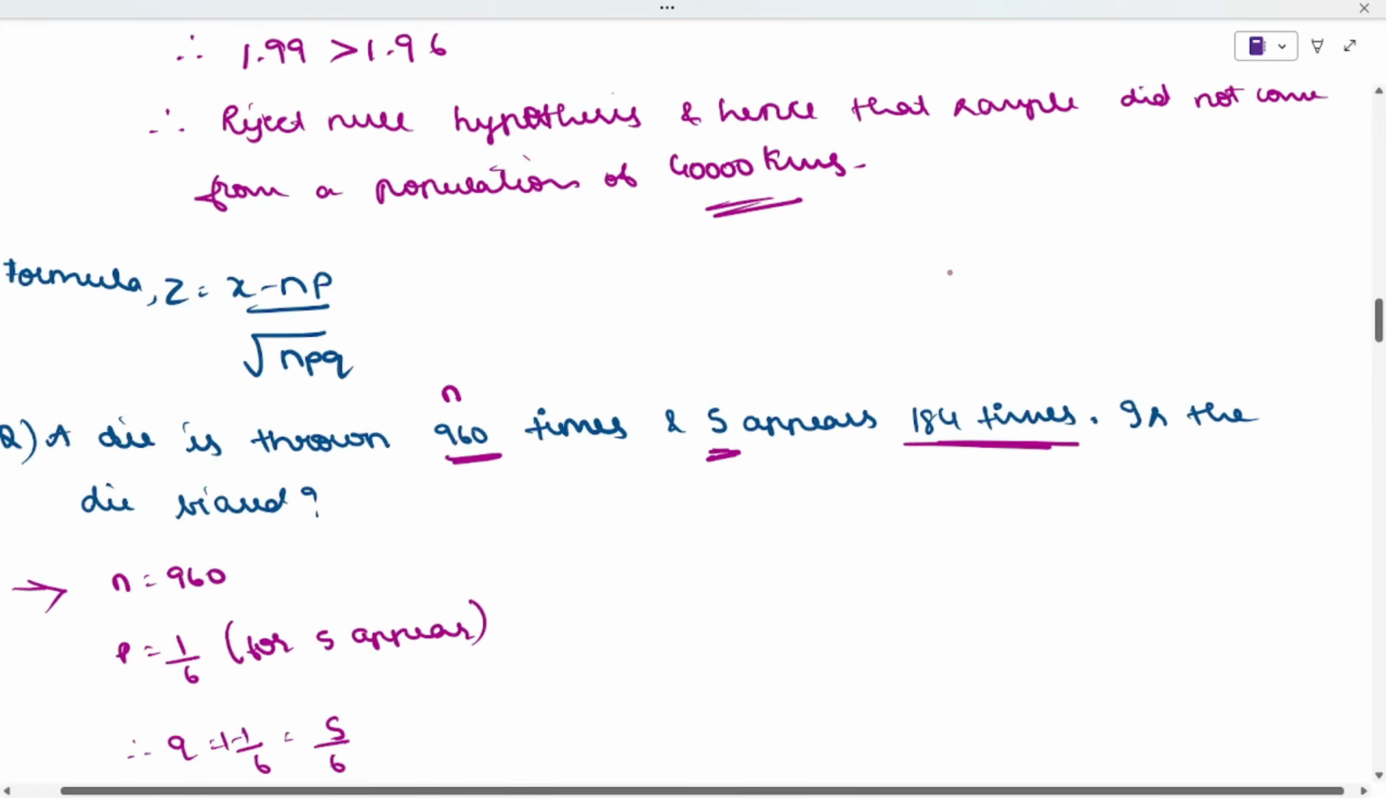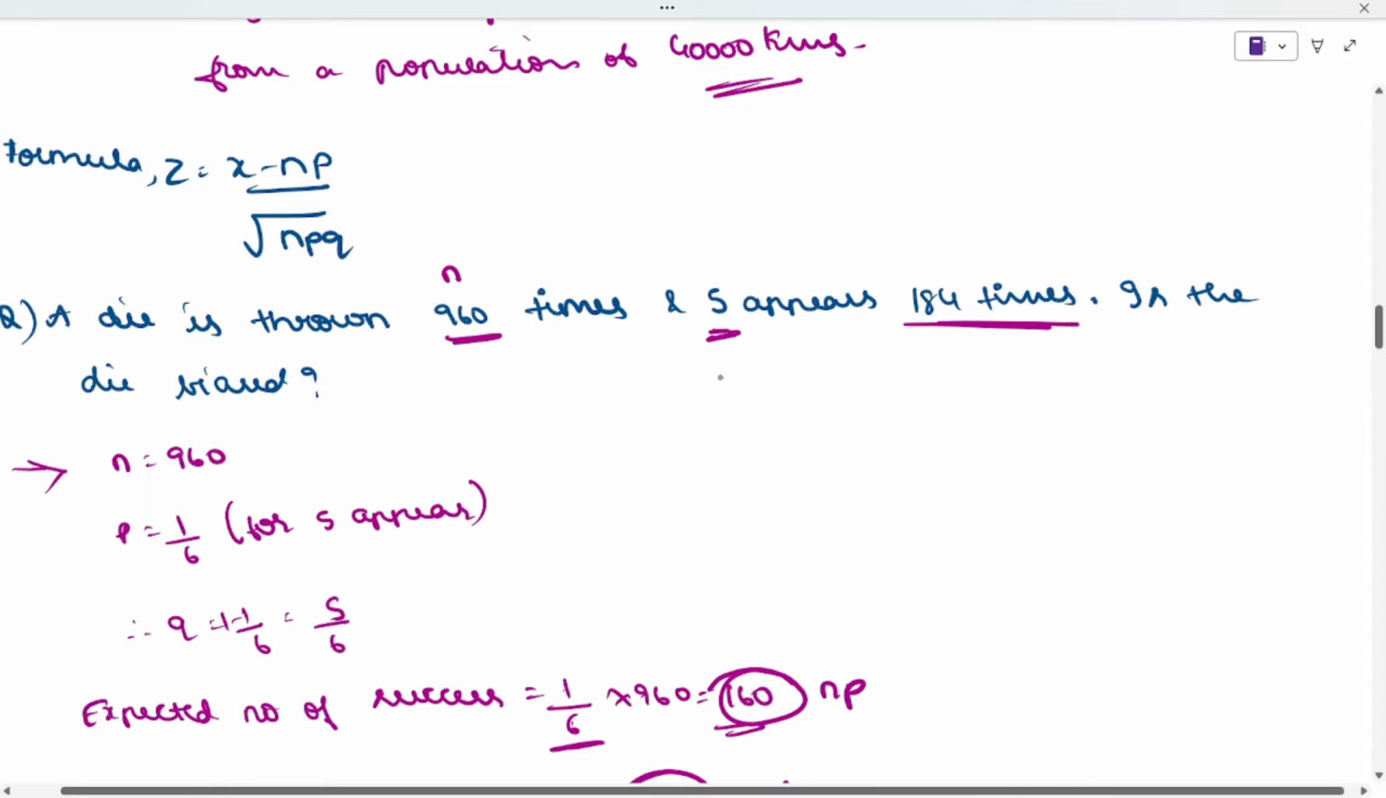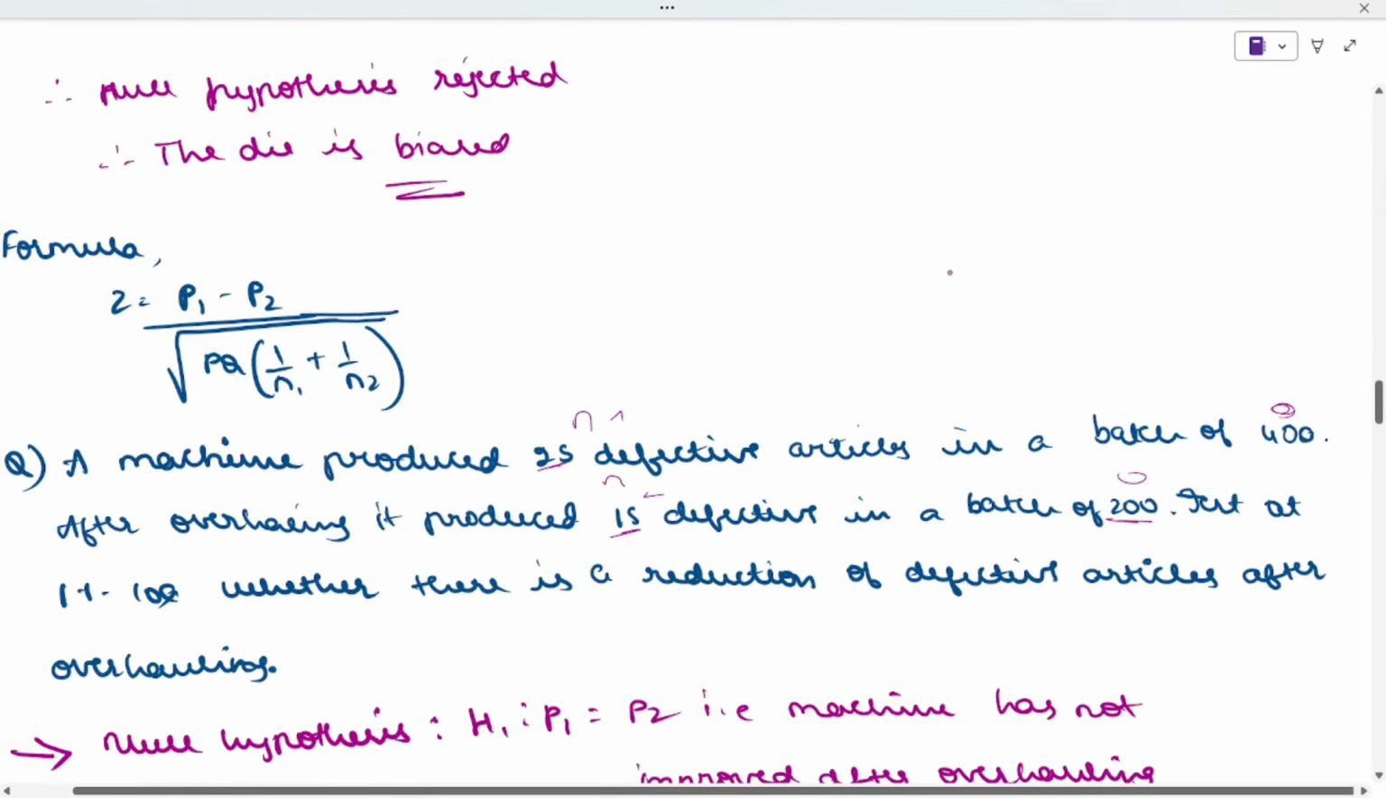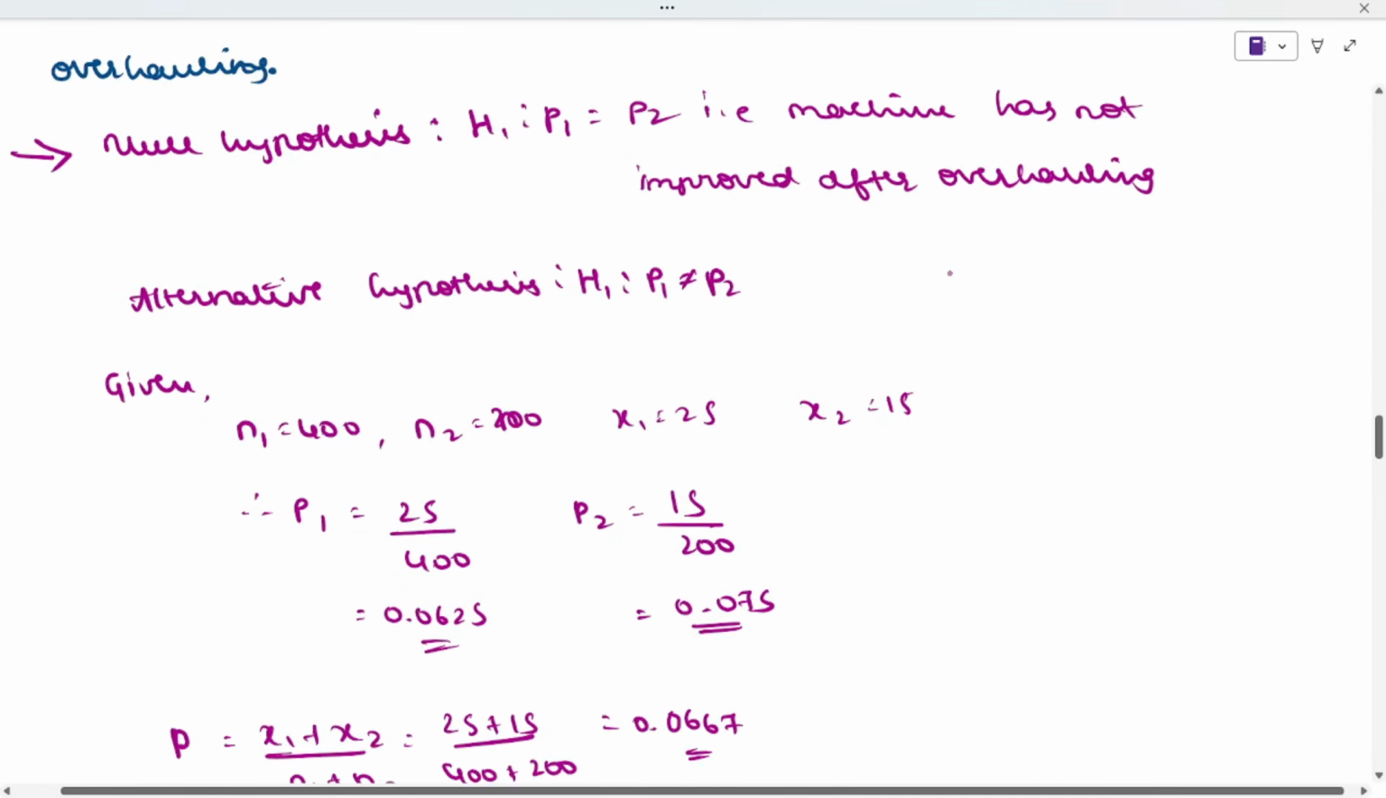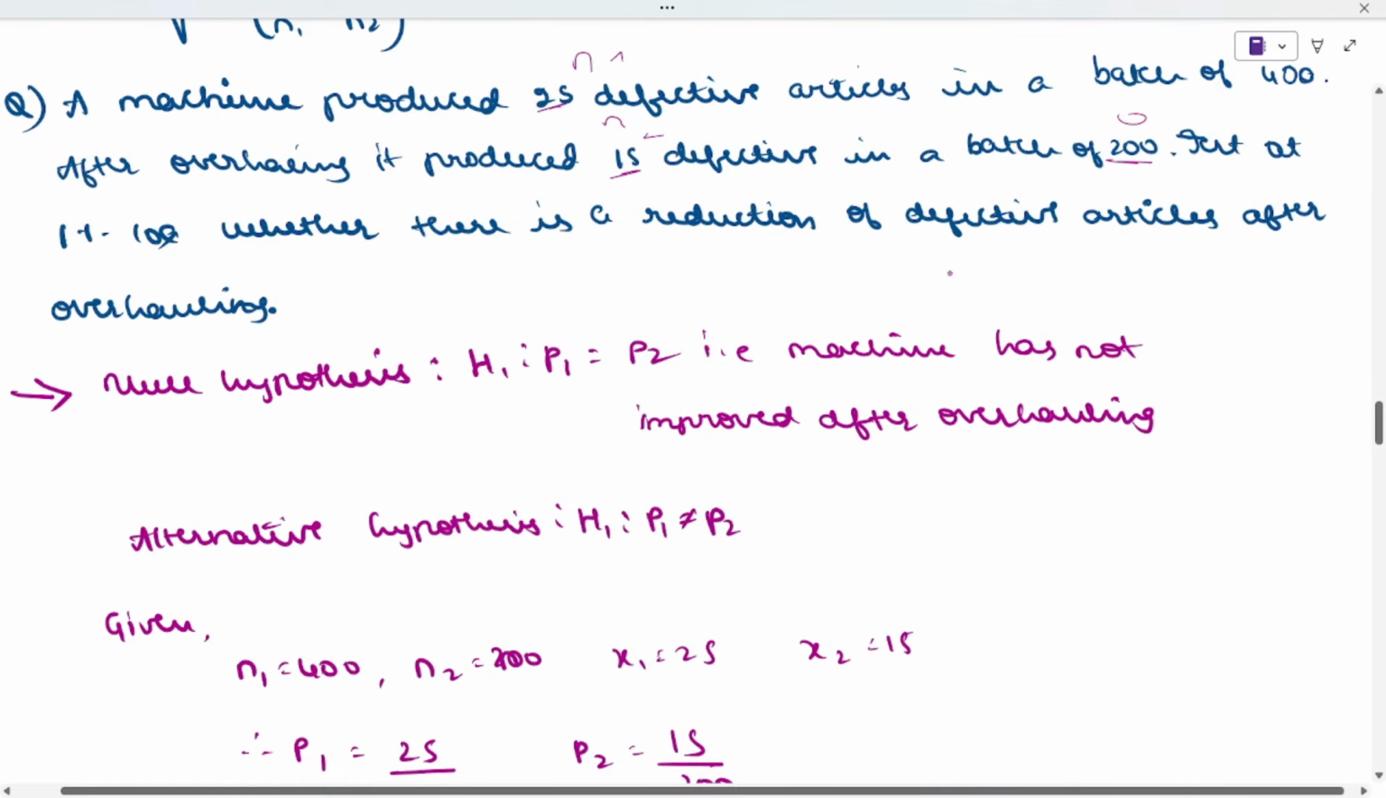I hope you got this. If they have not mentioned it, you can do it for 5%. Here they have mentioned 1% LOS, that means level of significance. Is there a reduction of defective articles after overhauling? They have asked. Now you will take the null hypothesis, that the machine has not improved after overhauling. The alternative you will take as P1 not equal to P2. Here the null is P1 equal to P2, and here the alternative is P1 not equal to P2.